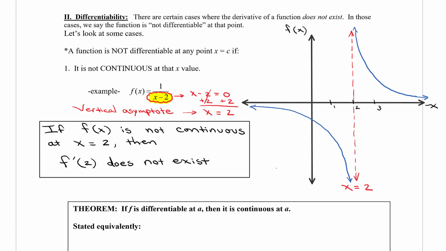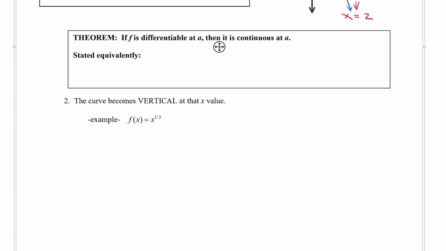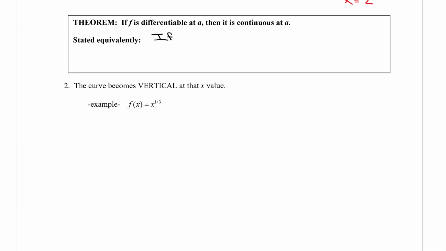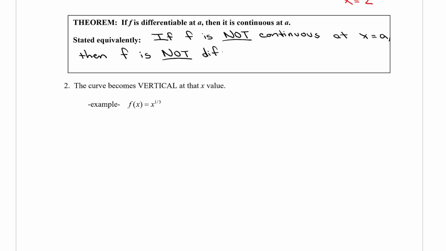Theorem. If f is differentiable at a, then it is continuous at a. Stated equivalently, if f is not continuous at x equal to a, then f is not differentiable at x equal to a. In parentheses, I'm going to write f prime of a does not exist.